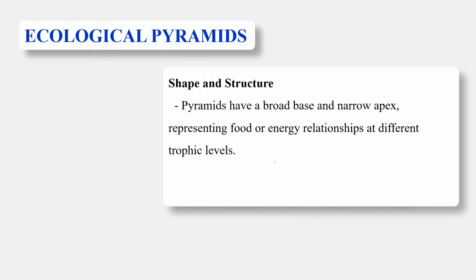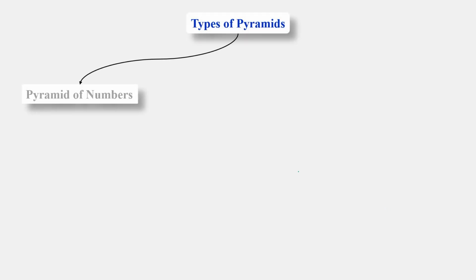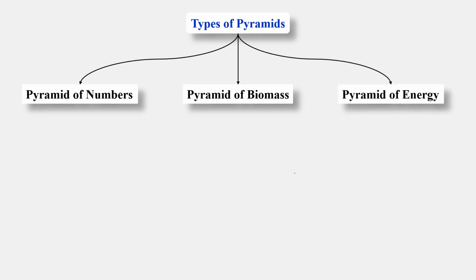Clear? Now let's discuss different kinds of pyramids, the ecological pyramid. Their shape and structure: pyramids generally have a broad base and a narrow apex. They represent the food or energy relationship at different trophic levels. The base represents the producers, or the first trophic level, and the apex represents the tertiary or top-level consumer, right? So pyramids are of various types: pyramid of number, pyramid of biomass, pyramid of energy.